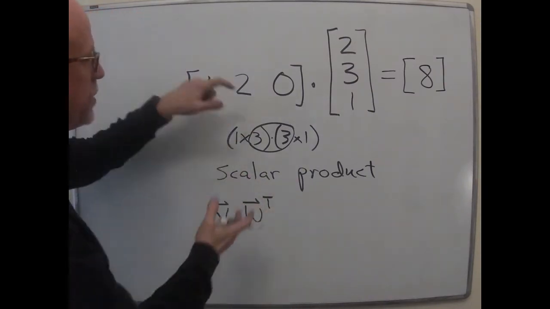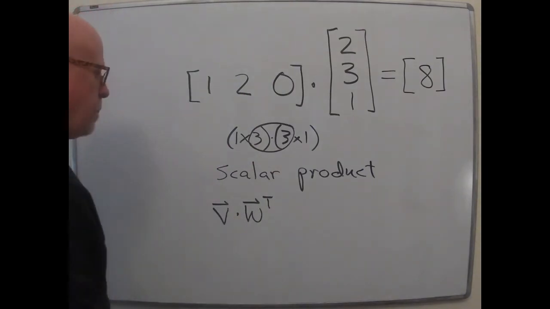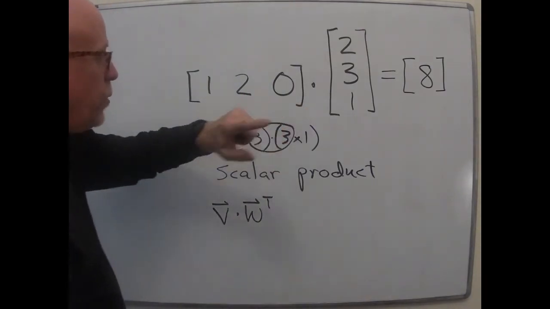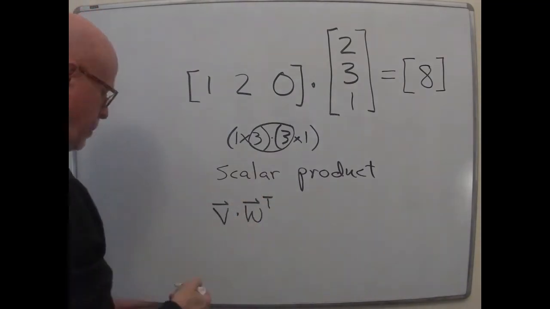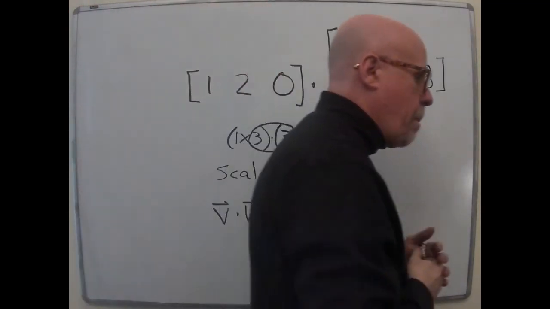The transpose means take it as a row and turn it 90 degrees so it looks like a column. But if you have a single row and a single column, you're getting a scalar product. You're getting a single entry out of it.